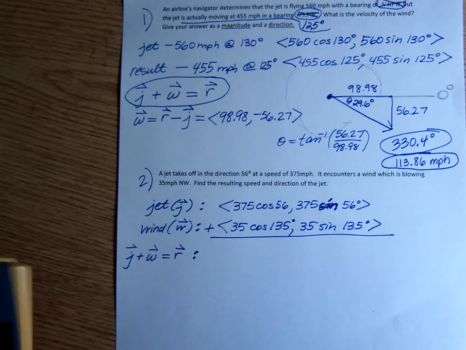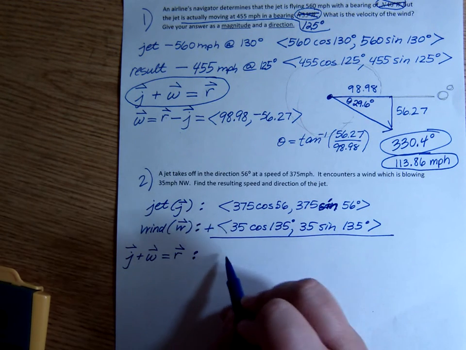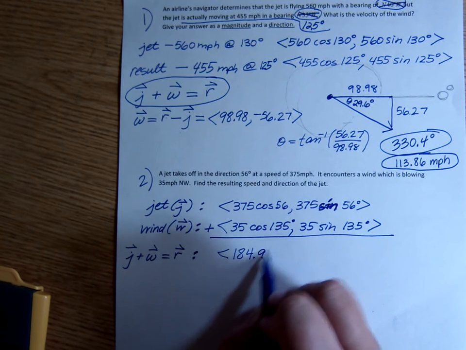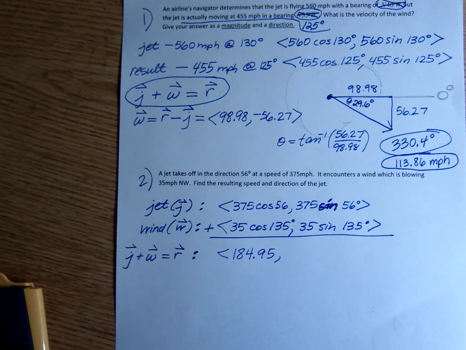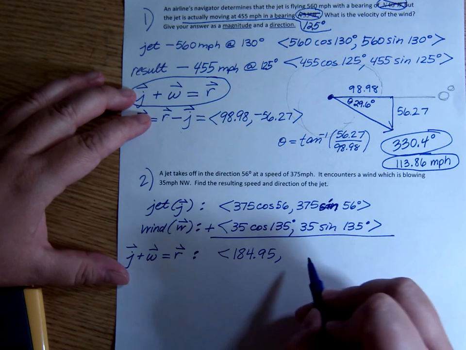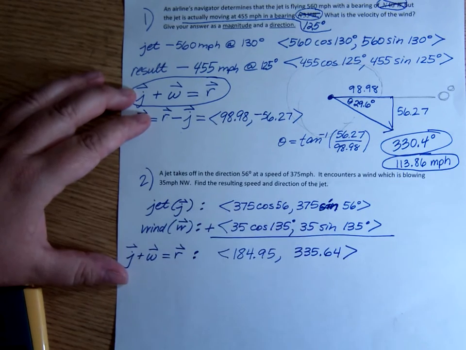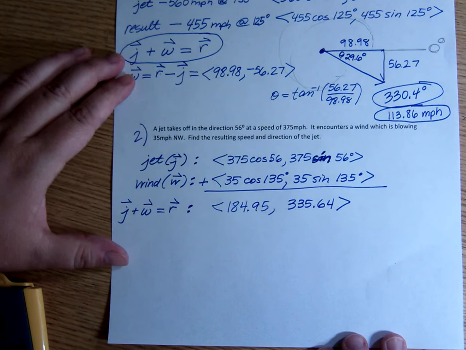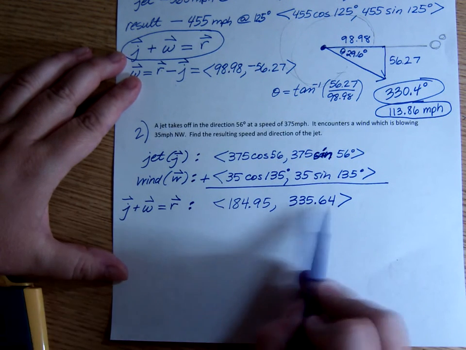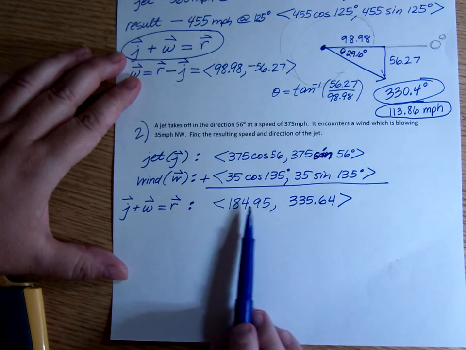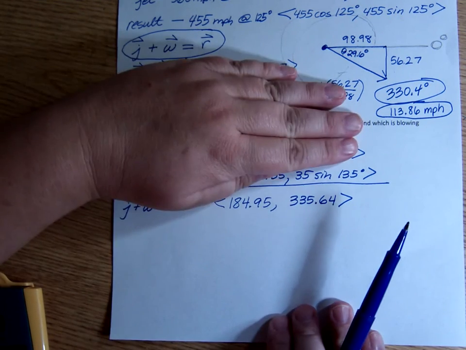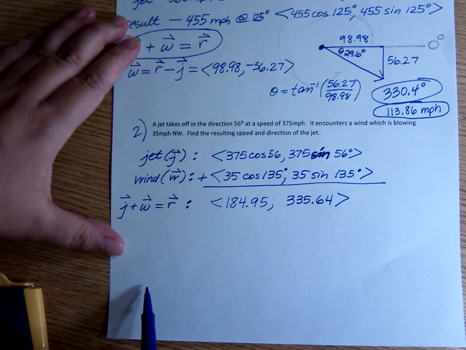And that gives me a horizontal component of 184.95. Then for the vertical, I have 375 sine 56 plus 35 sine 135. And I've got 335.64. Okay, so that's my horizontal, my vertical component. We already drew the picture here. So let's go ahead and figure out this vector. See, once you get here, you're just figuring out the magnitude and direction of this vector. None of the rest of it matters. It's like someone just gave you a vector and said, find the magnitude and direction.